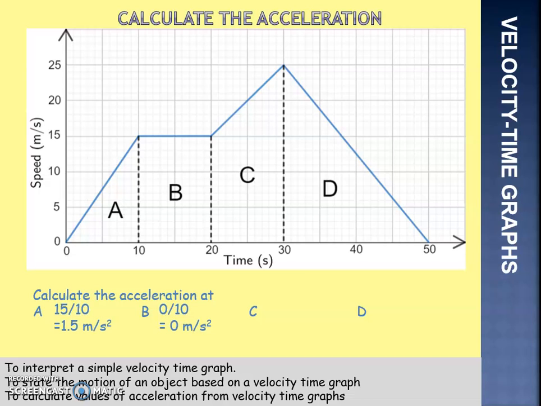At C, there is acceleration, it's a positive gradient. That starts at 15 and ends at 25, giving us a change in velocity of 10. And the time goes from 20 seconds to 30 seconds, that's also 10. So 10 divided by 10 gives us 1 meter per second squared. And finally at D, it starts at 25 and goes to 0, so that's a change in velocity of 25. The time taken is 20 seconds, 25 divided by 20 gives us minus 1.25 meters per second squared, minus because it is deceleration.